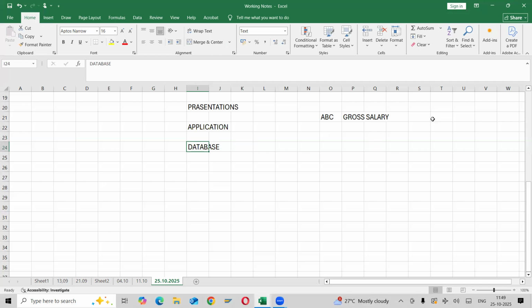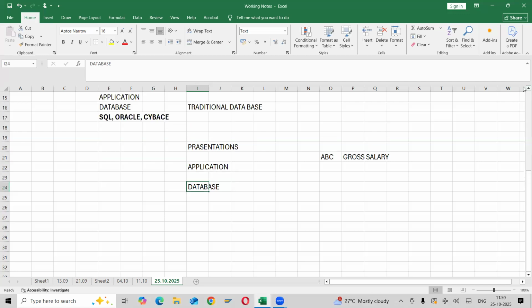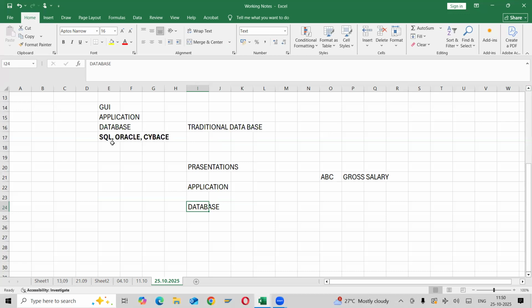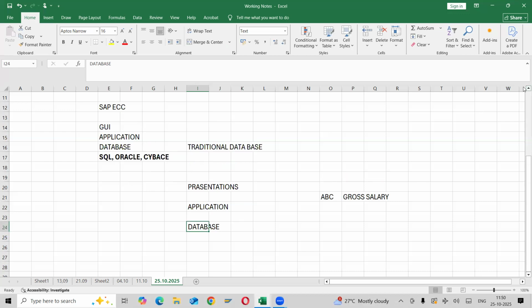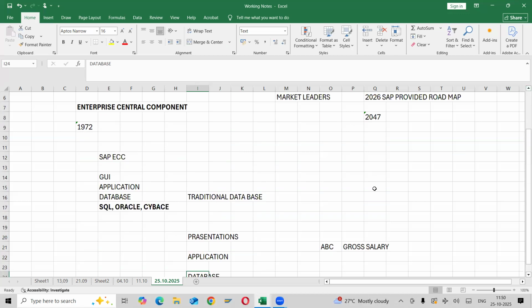Clear? And the traditional databases we have, I'll name a few: Oracle, SQL, Sybase, and all those. Again, these were the third-party databases SAP was using. Now, in the year 2013, SAP came up with its own database, the HANA database. Remember the date: in 2013 it invented its own HANA database.